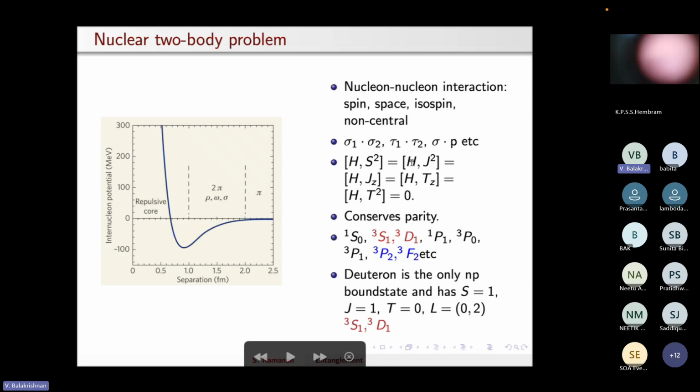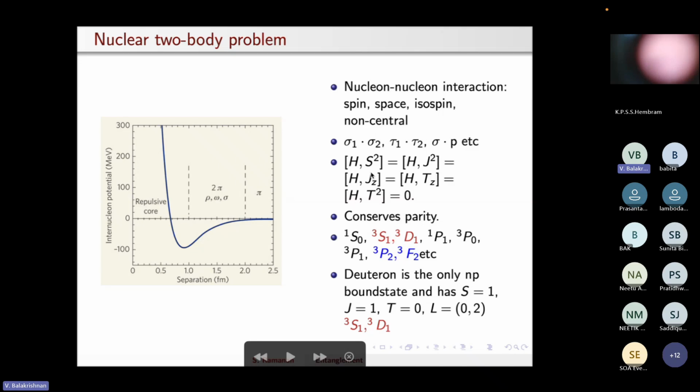So therefore, instead of L, one can get one more good quantum number by coupling spin and orbital angular momentum, namely the total angular momentum. The Hamiltonian indeed commutes with J square as well as Jz. So for good quantum numbers, you have J, Jz, S, T for isospin, and Tz, which is its Z component. In addition, the interaction conserves parity.